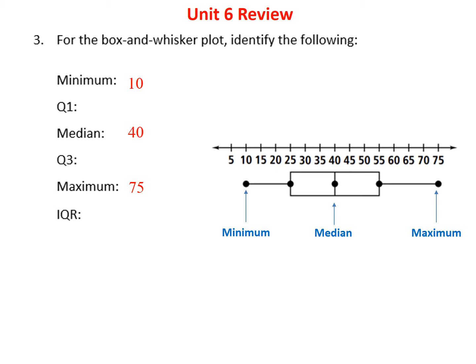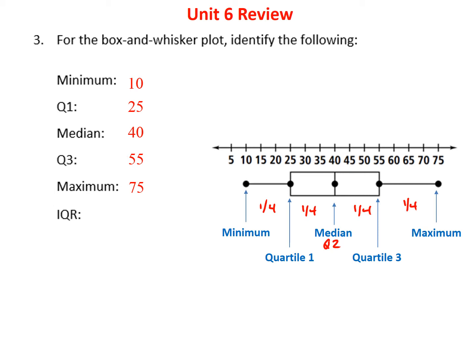Now the other parts of the box actually divide the plot into 4 equal sections, and that's why this is called a quartile. Quartile 1 means that there's 1/4 of the data right here. There's also 1/4 of the data here, 1/4 of the data here, and 1/4 of the data here. And this is quartile 1. By the way, the median is sometimes called Q2, the second quartile. Quartile 1 is on the number 25, and quartile 3 is on the number 55.